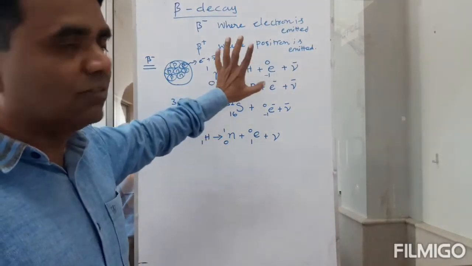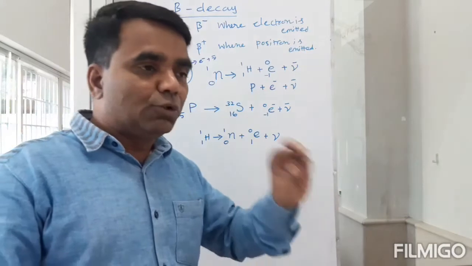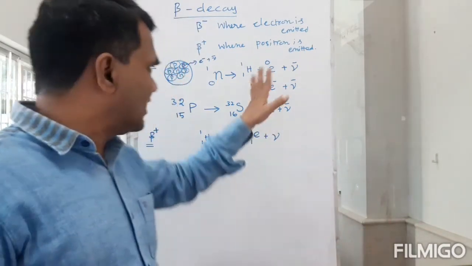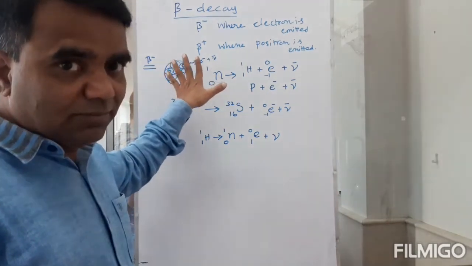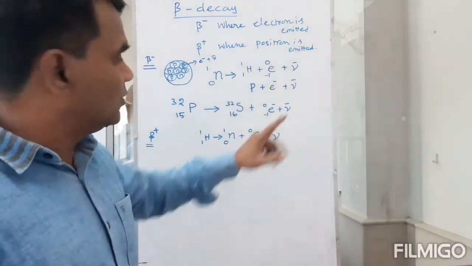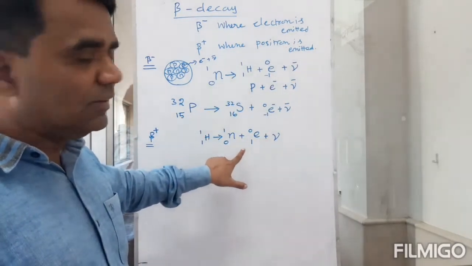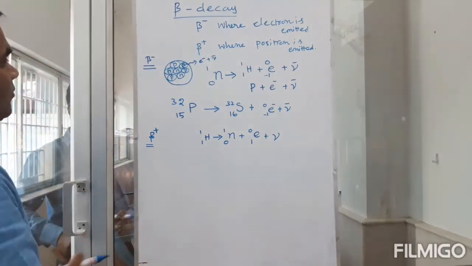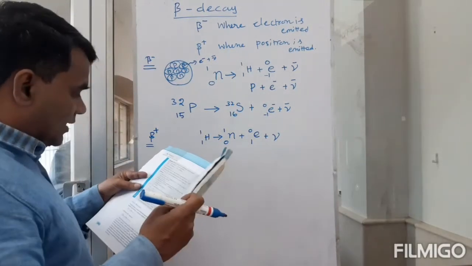But this can happen outside the nucleus too, which we discussed. A neutron outside the nucleus is very unstable, we said. And it can happen inside the nucleus too. That's what we just discussed. But this process can happen outside the nucleus too, but this cannot happen outside the nucleus. It can happen only inside the nucleus. I want you to understand this. This is very important.